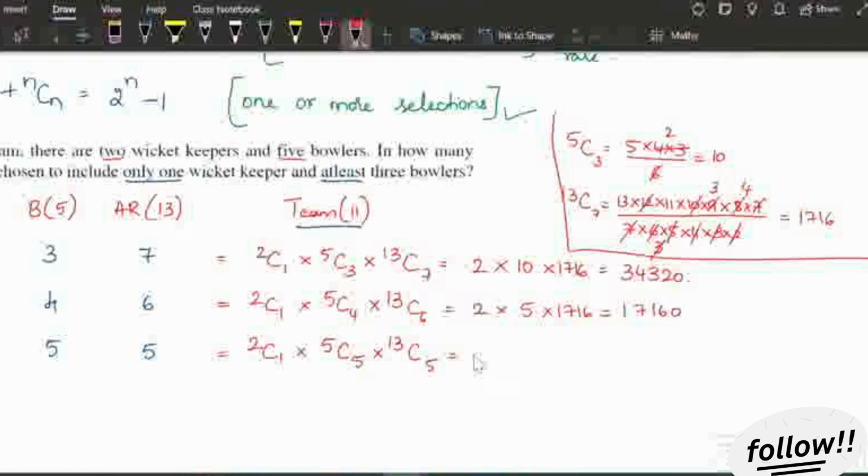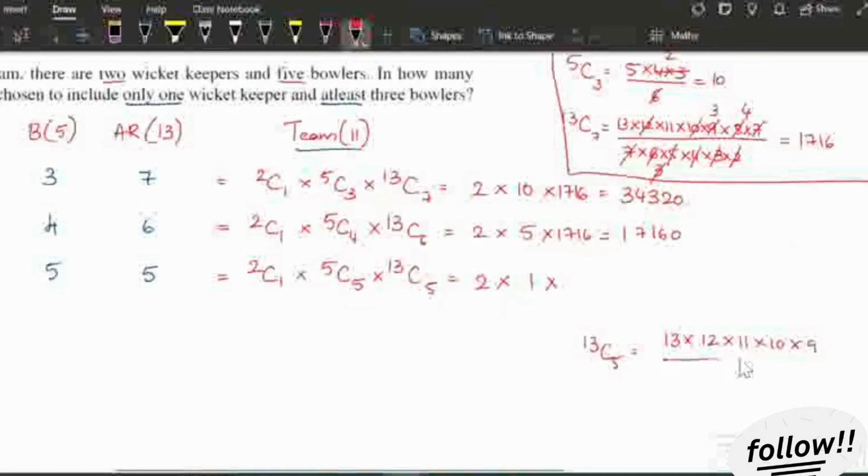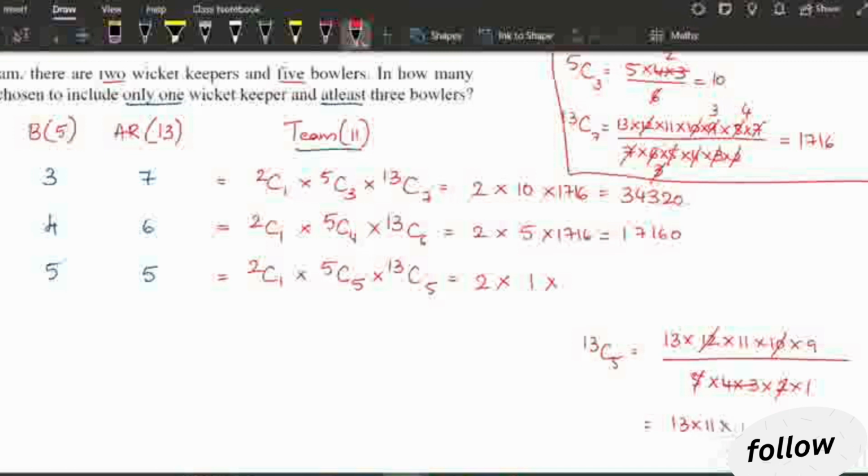17160. Here 2C1 is 2 into 5C5 is 1 into 13C5 is 5 numbers from 13 divided by 5 factorial. 13 into 12 into 11 into 10 into 9, 5 numbers divided by 5 factorial, which is 5 into 4 into 3 into 2 into 1. So 4 and 3 gets cancelled with 12. 5 and 2 gets cancelled with 10. So you have 13 into 11 into 9.